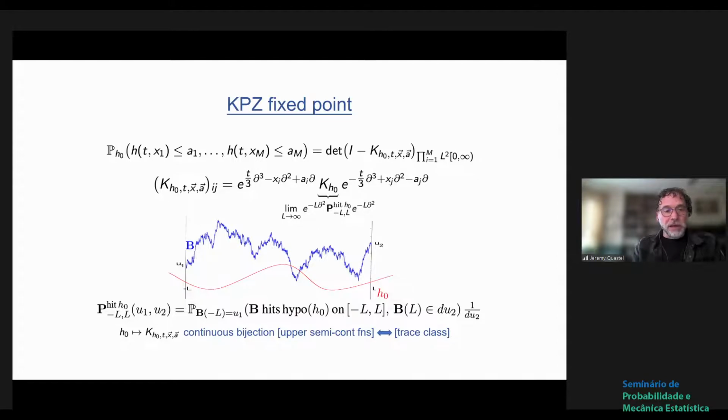Anyway, these finite dimensional distributions are given by certain Fredholm determinants. And the important thing is that there's a recipe where if you start with an initial distribution, you produce an operator out of it, which you plug into the Fredholm determinant, and it actually gives you these transition probabilities. The operator depends on time, and it depends on these x1 through xm and a1 through am.